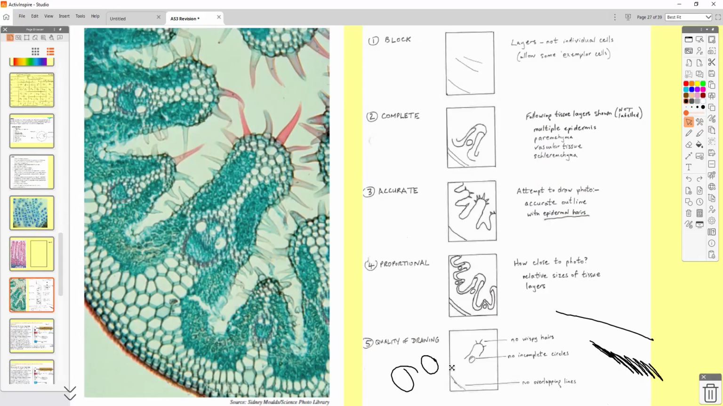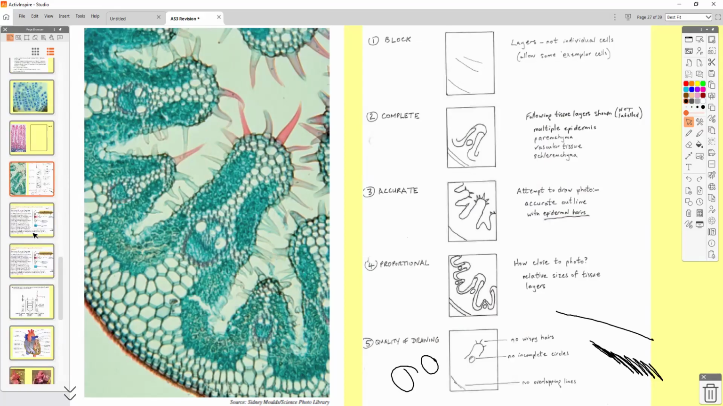Okay, and also the quality of the diagram. They don't like these wispy lines that you can see here, or arty sort of lines. If you draw a straight line or a line, it's one continuous line. Okay, no incomplete circles, no overlapping lines that you can see there as well.